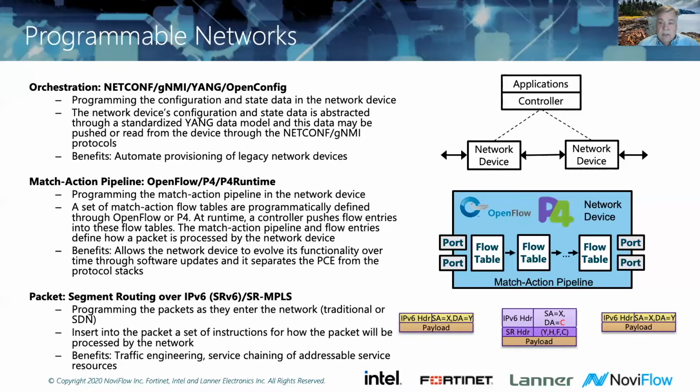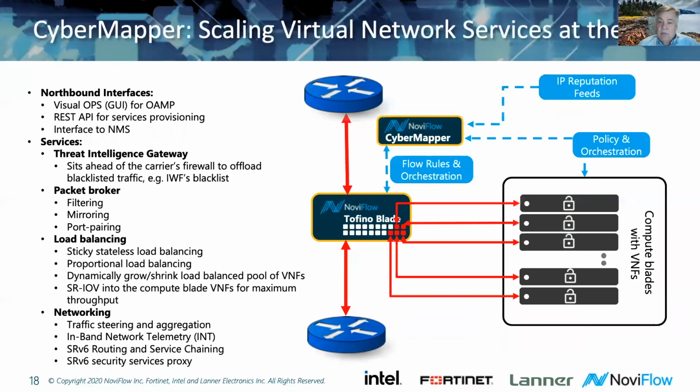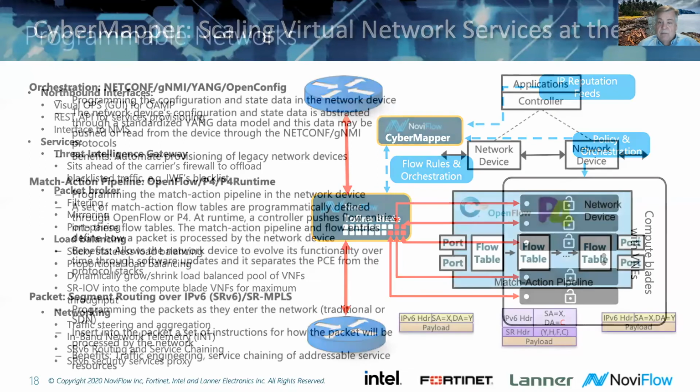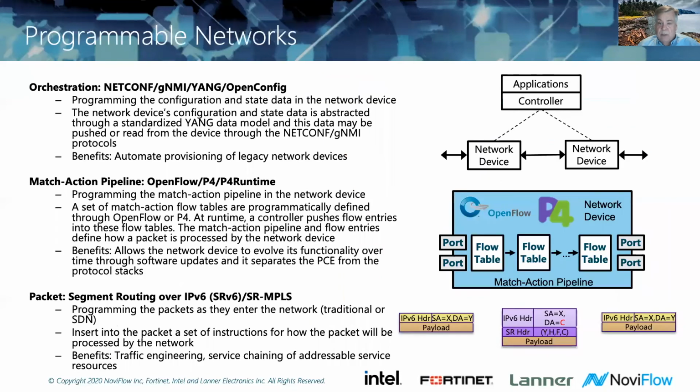There's a rich set of instructions already defined by the IETF, including instructions for providing traditional VPN services, but also new instructions for service chaining and proxying for virtualized network services. The key benefits from this level of programming are service chaining and making network services addressable from anywhere in the network.